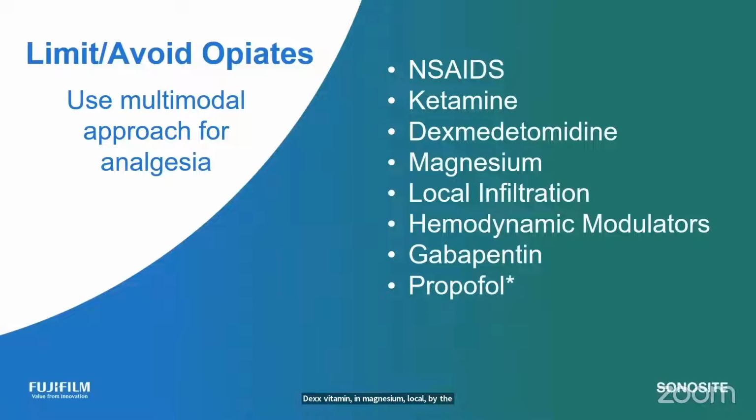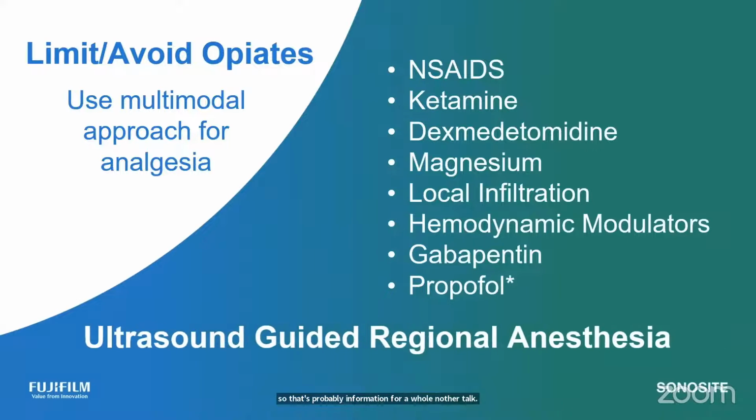blocks. Hemodynamic modulators, beta blockers have been shown to affect substance P, gabapentin, and propofol, with an asterisk because I understand the slide says analgesia. And we've been taught propofol as an anesthetic, but there are ways to use propofol to blunt responses to stimuli, and we know it's very short acting. And so if we can get patients through periods that we know are going to be stimulating with propofol, it's a huge benefit because it goes away so quickly. And so that's probably information for a whole other talk. So we'll try to stay on task here.